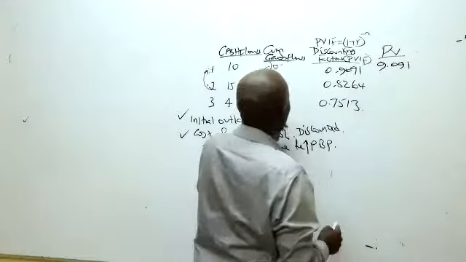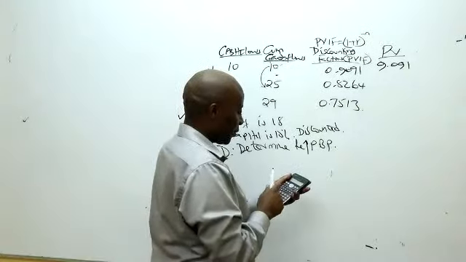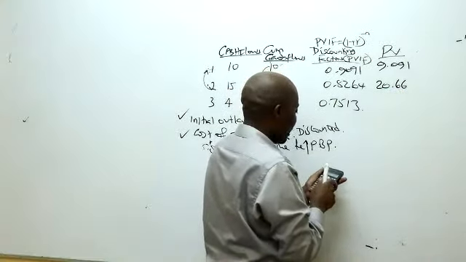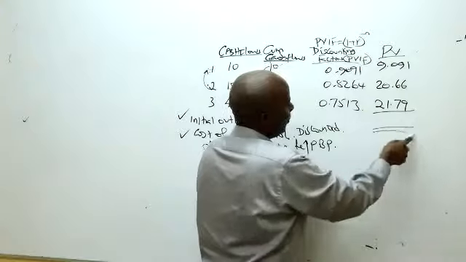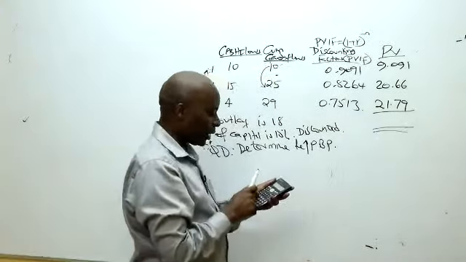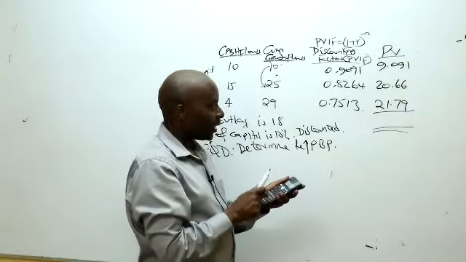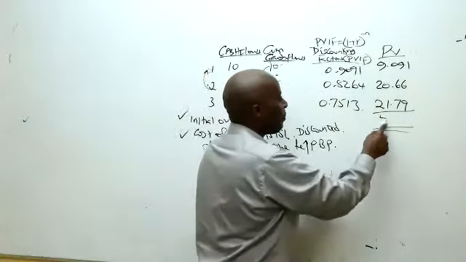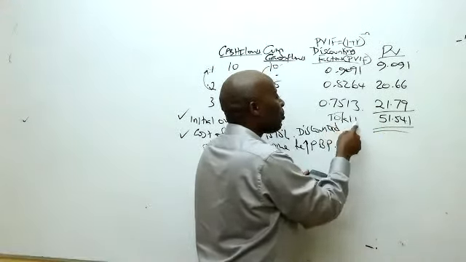Please come and multiply, like now this and this will give me 9.091. And then we have 25 and that. So we have here 25 times 0.8264, giving me 20.66. And then lastly, we have 29 times 0.7513, giving me 21.79. Now from there, ladies and gentlemen, come and give us the total: 21.79 plus 20.66 plus 9.091, which in this case I'm getting as 51.541. This one here will be called the total present value.